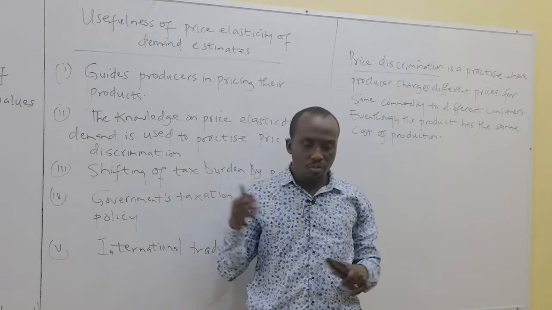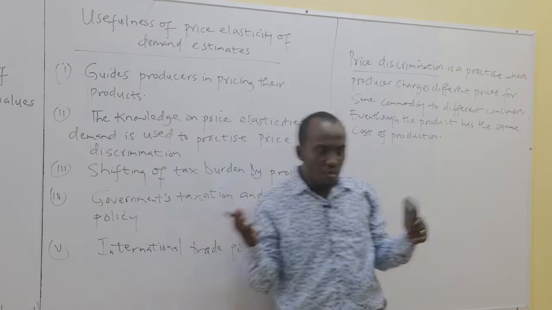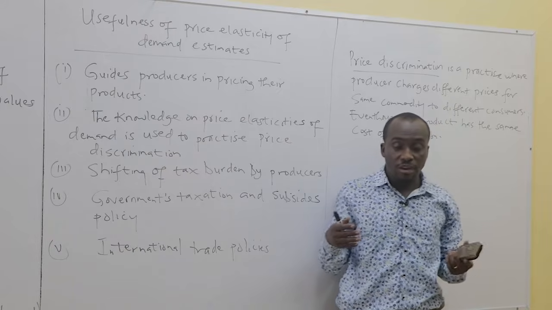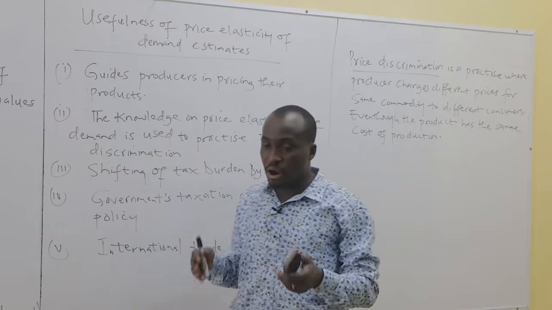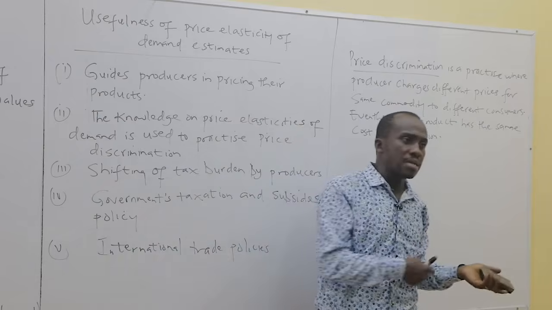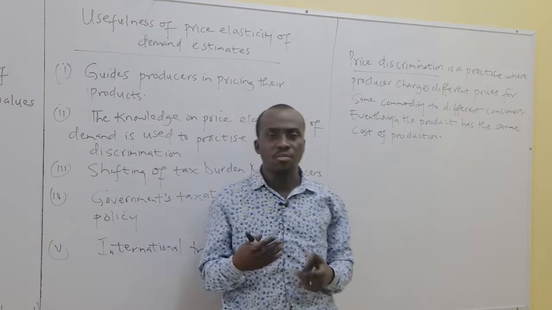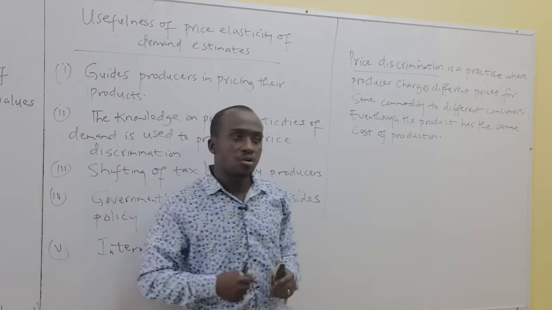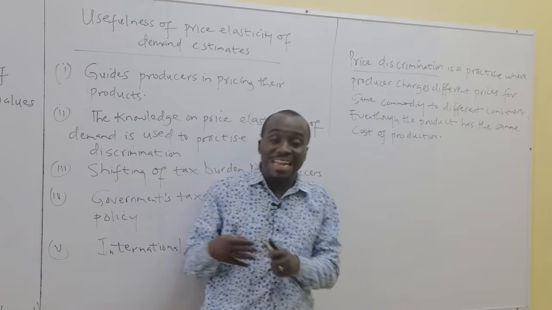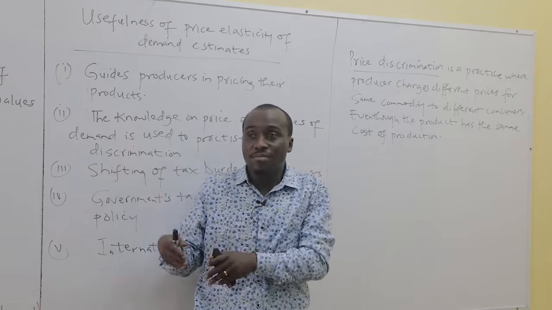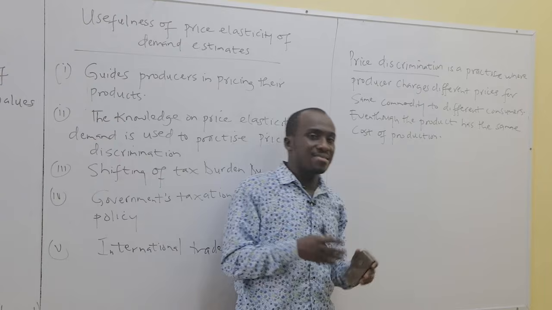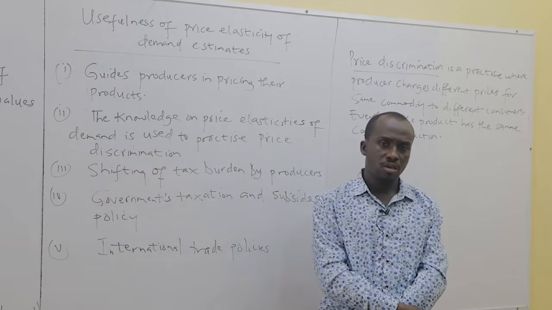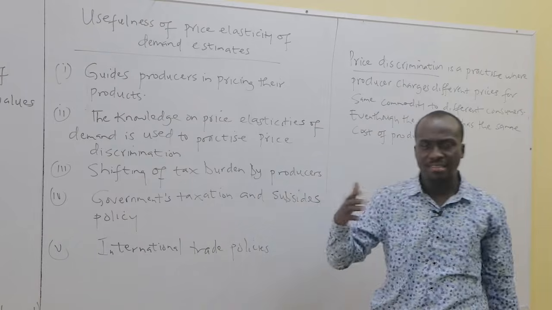So if the producer is able to fathom that consumers in different countries or different environments will have elastic demand for my product, and these will have inelastic demand, he can do price discrimination. Those that have inelastic demand, you will charge them a higher price, and those that have elastic demand, you will charge them a lower price, so that he makes more profits. He takes advantage of their different elasticities for the product.